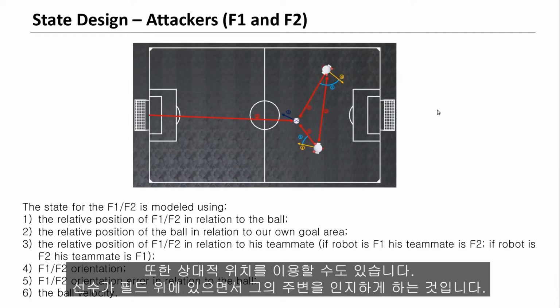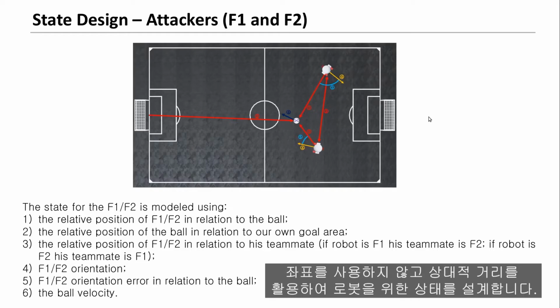You can also think of using relative position as a player, what he's able to see when he's in the field. He's able to see his surroundings. He does not have global coordinates of the field to take his decision, and we use the same idea and the same approach to design the state for our robots here.